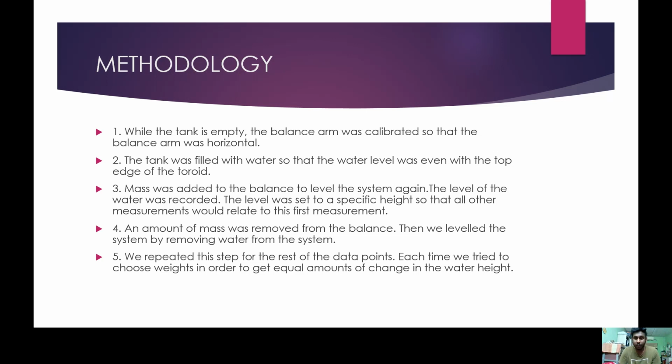The water was set to a specific height so that all other measurements would relate to the first measurement. An amount of mass was removed from the balance. Then, we leveled the system by removing water from the system. We repeated this step for the rest of the data points. Each time we tried to choose weights in order to get equal amounts of change in the water height.